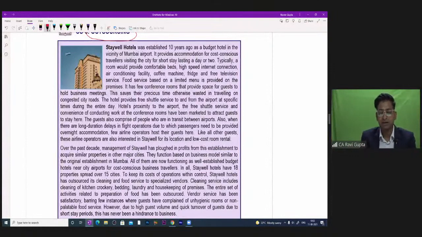So we are starting the case study. Stay Well Hotel was established 10 years ago as a budget hotel in the vicinity of Mumbai airport. It provides accommodation for cost-conscious travelers visiting the city for a short stay lasting a day or 2. Okay, so this is a hotel.